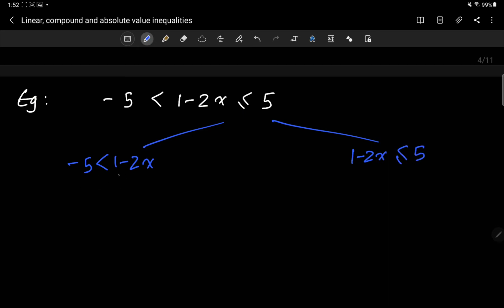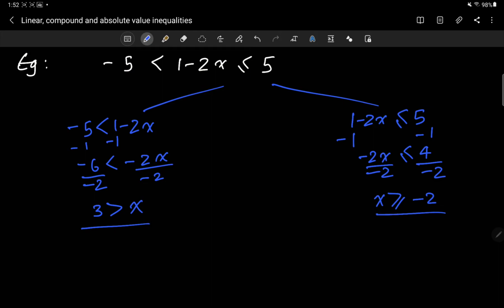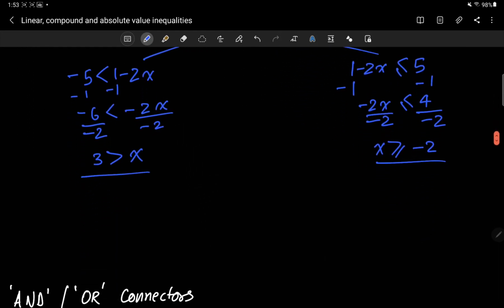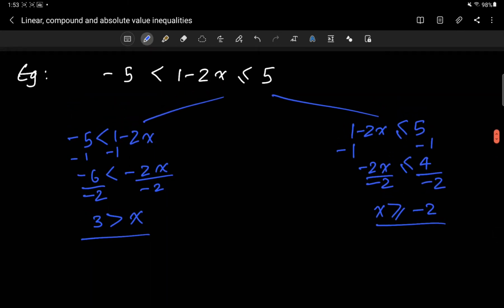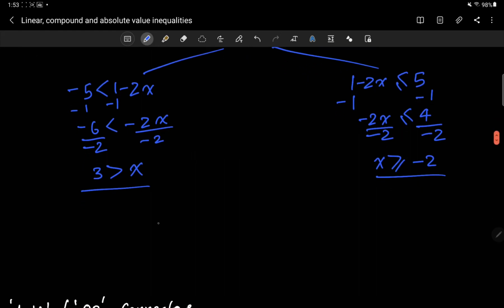So I just go ahead and solve it using my usual means, just being careful that when I divide by a negative, the sign flips. So I get x is less than 3 from here, and from here, once again, division by a negative number flips the sign, x is greater than or equal to negative 2. So this says I want this thing to be between negative 5 and 5, and that happens so long as x is less than 3 and x is greater than or equal to negative 2.